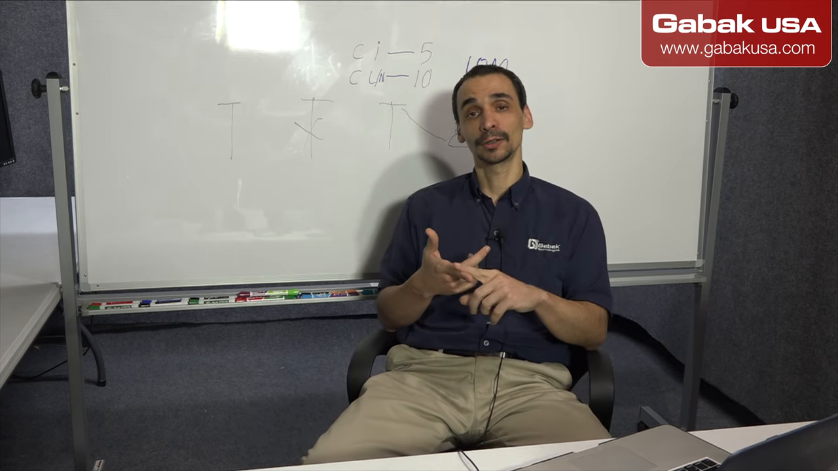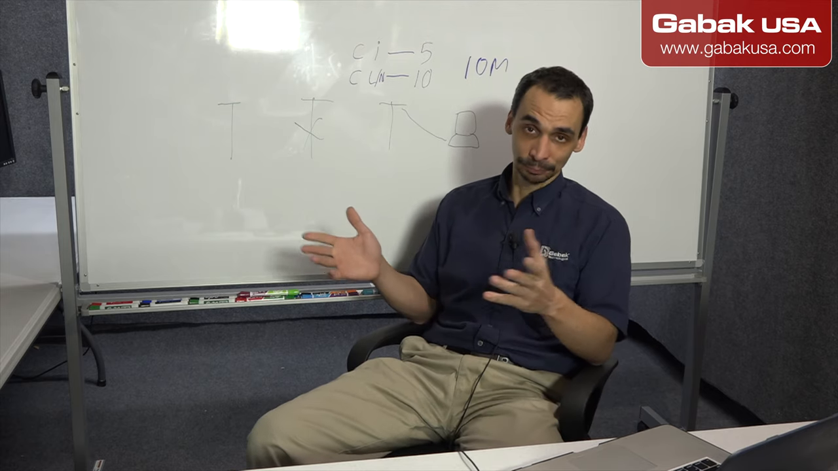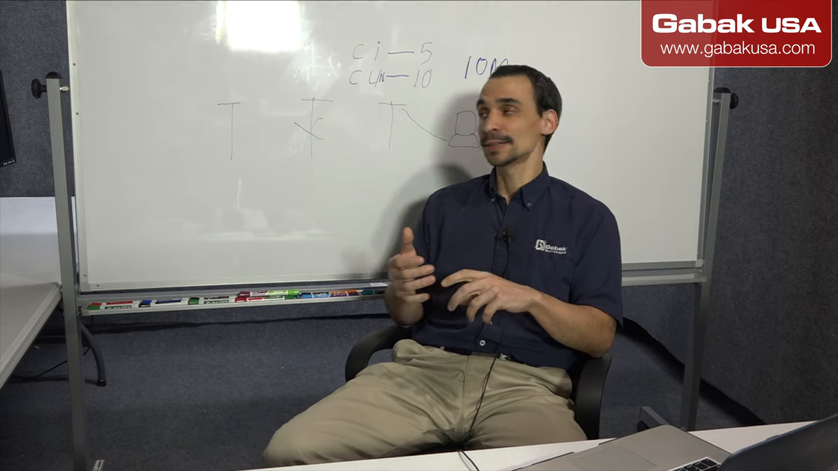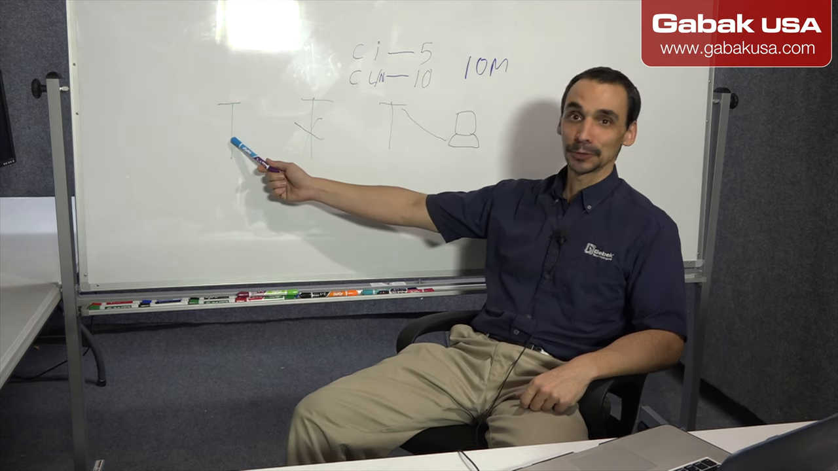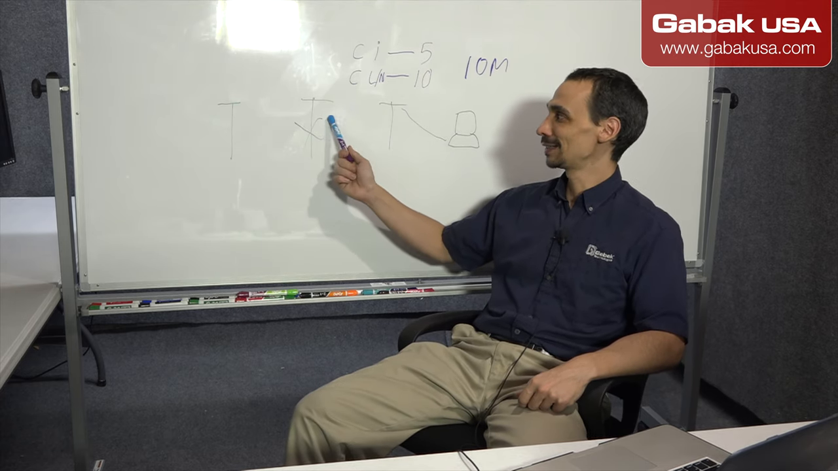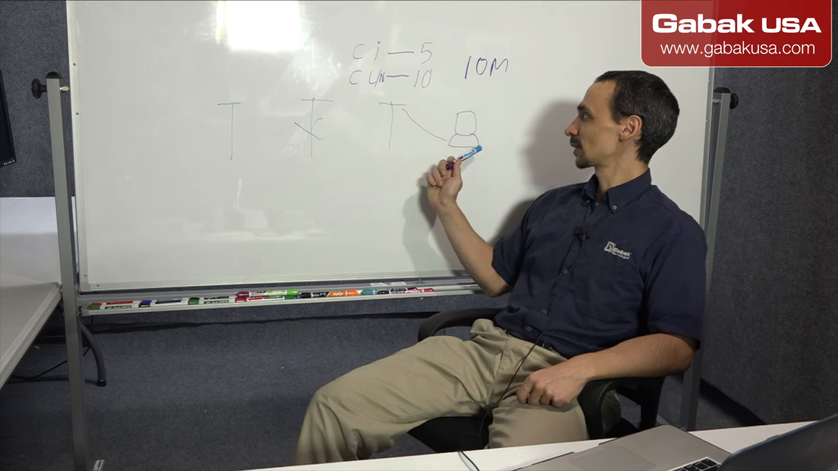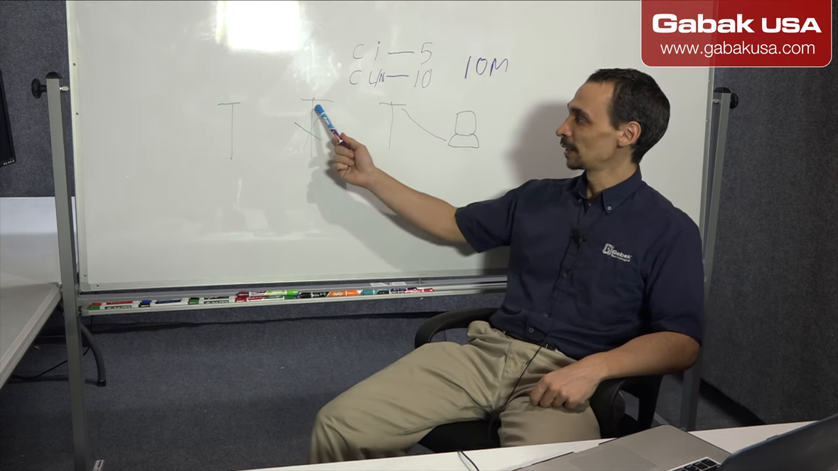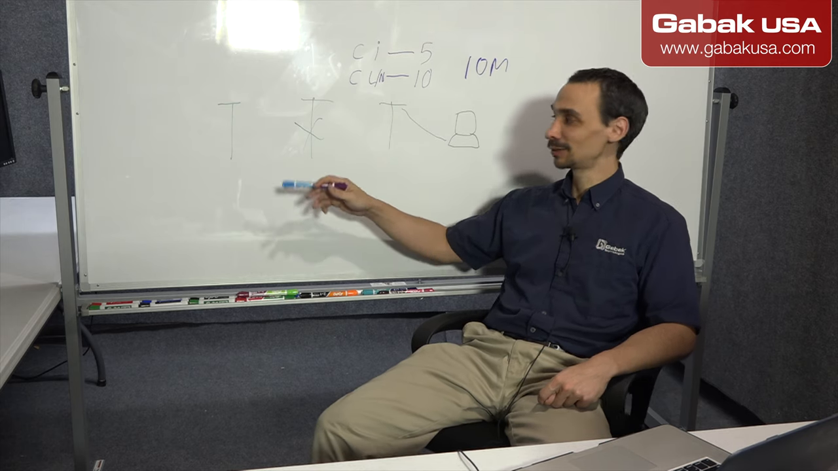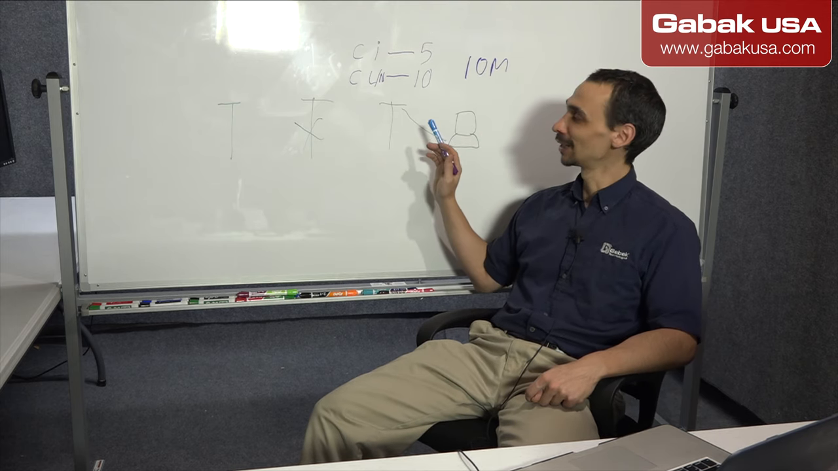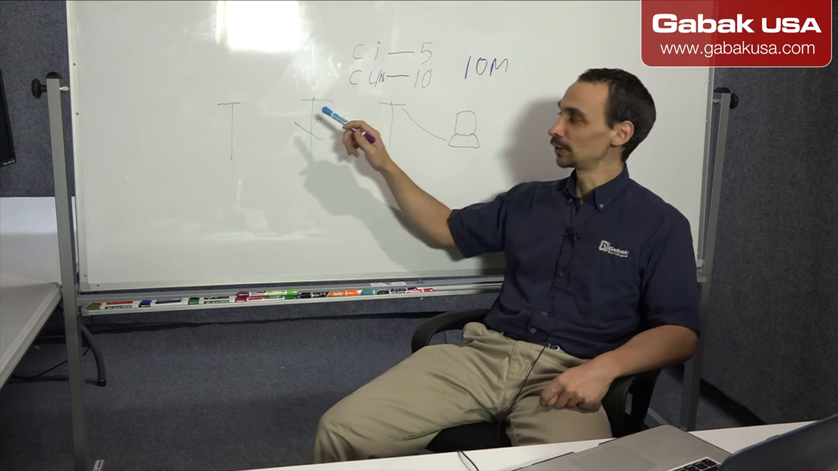So if you have a coaxial cable, let's say in this example you have three posts. Here is one, it's okay. This one is okay. This one is okay. And here is your computer. If something happens at one of these posts, like maybe it goes down, of course you're going to lose the connection until they repair the cable.